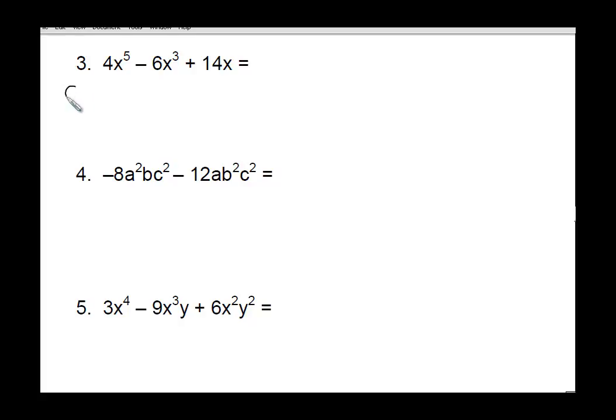Our greatest common factor for number 3, we have 4, 6, and 14. 4 is 2 times 2. 6 is 2 times 3. And 14 is 2 times 7. So they all have just a 2 in common. So 2 is the number greatest common factor. Then let's look at our x's. We have 5 x's in this one, 3 in this middle term, and 1 x on the end. So the least number of x's they all have is just a 1x. So the greatest common factor is 2 times x. We go and do the division.